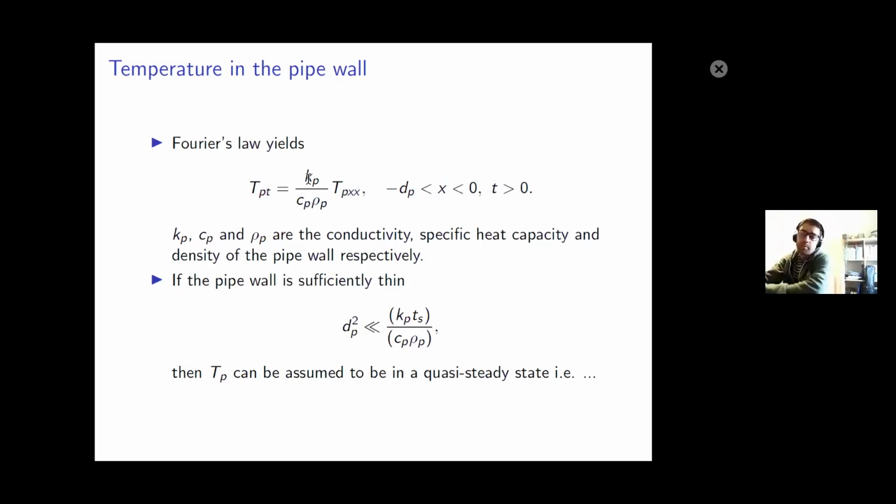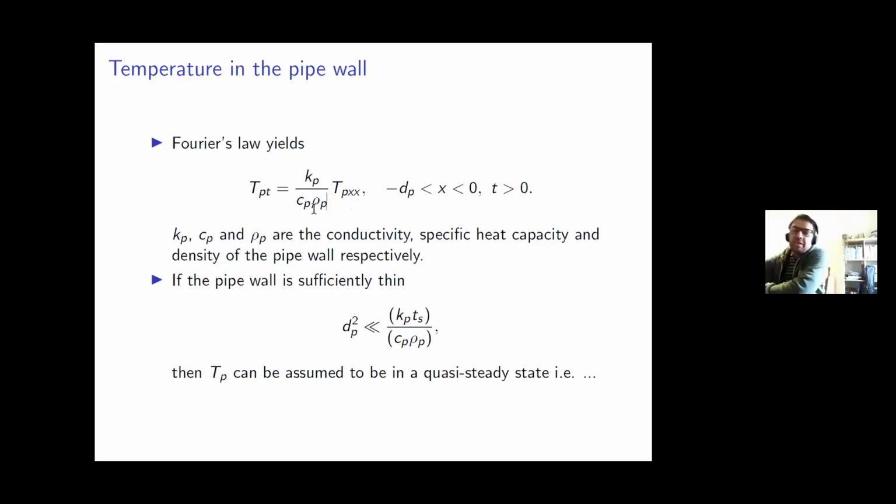Now, the parameters in this particular PDE are as follows. We have Kp, which is the conductivity of the pipe wall. We have Cp, which is the specific heat capacity of the pipe wall. And we have ρp, which is the density of the pipe wall. And so this is a relatively standard approximation for how heat will evolve within a pipe wall.